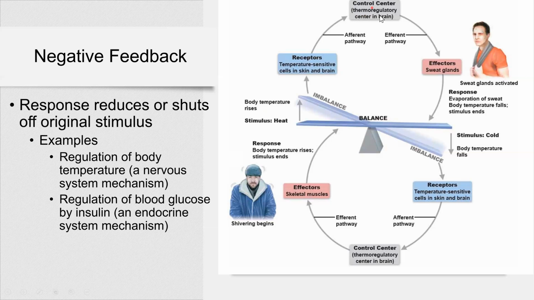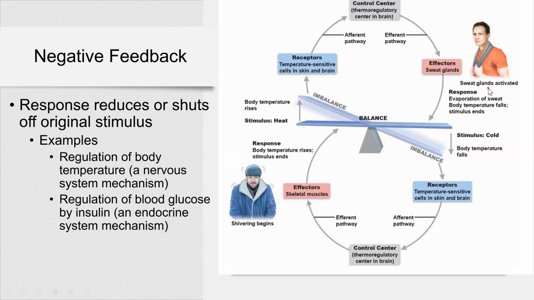Now, this control center analyzes the stimulus. It compares the input with a set point. Okay, well, now it's above my set point. Your brain sends a command through the efferent pathway to your effectors. And for this example, I just show your sweat glands, but we have many more effectors that can deal with your high body temperature. But one of the effectors is the sweat glands.